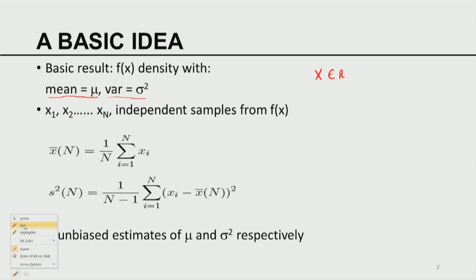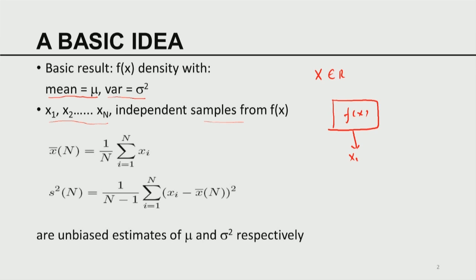Let x1, x2, ..., xn be the n iid samples. What is an iid sample? Independent samples that are drawn from the same distribution f(x). The distribution remains the same. You can think of the distribution as a black box: you ask for a number, it will give you one, with i running from 1 to n. So you can draw n such samples from the same box that represents the distribution f(x). That's called iid samples.